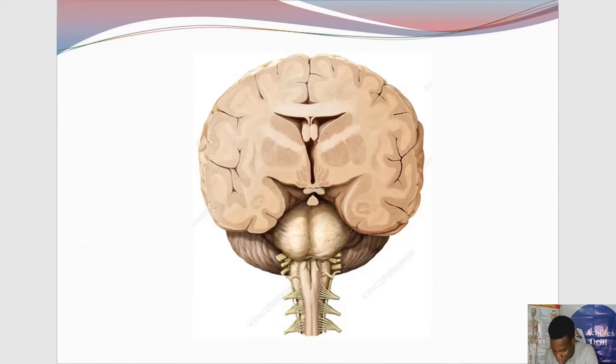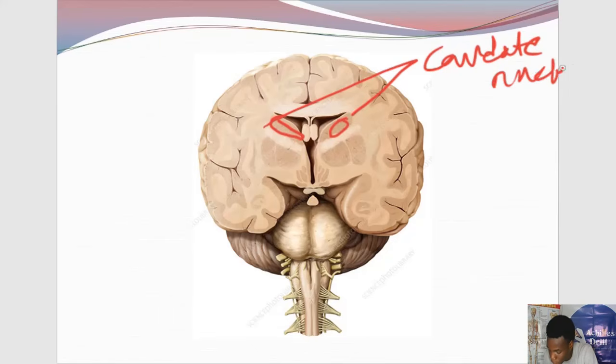How about this gray matter located immediately lateral to the lateral ventricle? That's the caudate nucleus. Again, if you're not sure whether it's the head, the tail, or the body of the caudate nucleus, just write the caudate nucleus. You don't want to be specifically wrong.